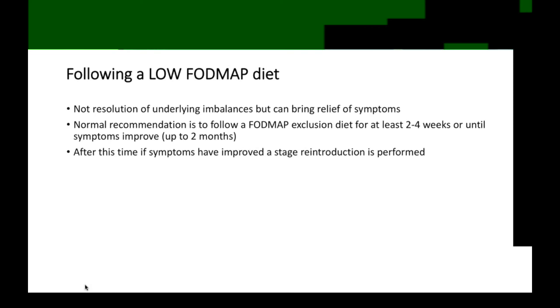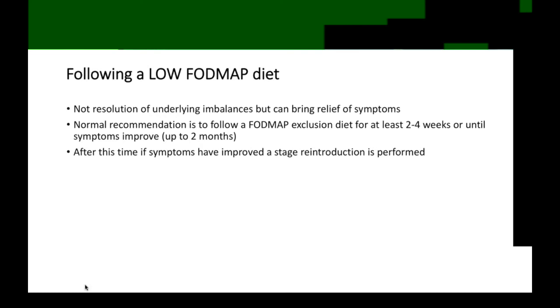So the normal recommendation for a FODMAP exclusion is around about 4 to 8 weeks, so up to 2 months. Normally, if the FODMAP diet is going to help alleviate your symptoms, you should really notice a difference within a week.